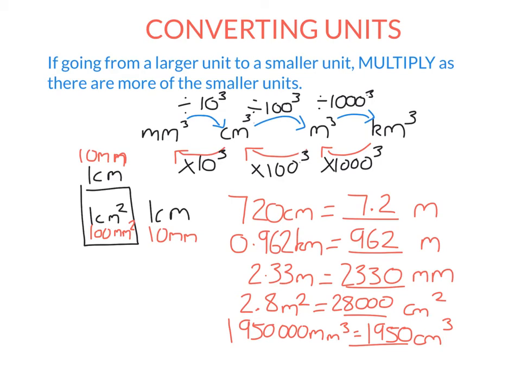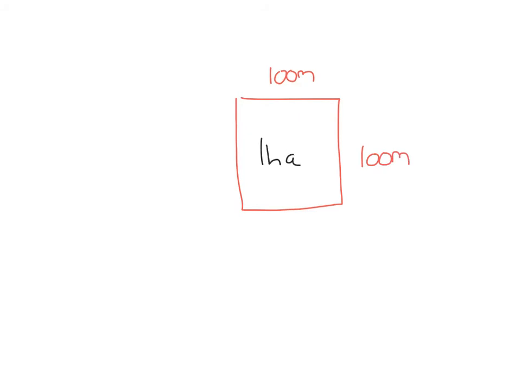So there's one conversion I haven't yet talked about, and that's hectares and meters squared. So it turns out a hectare is 100 meters by 100 meters. That's what the definition of a hectare is. So 1 hectare is 100 times 100, 10,000 meters squared.